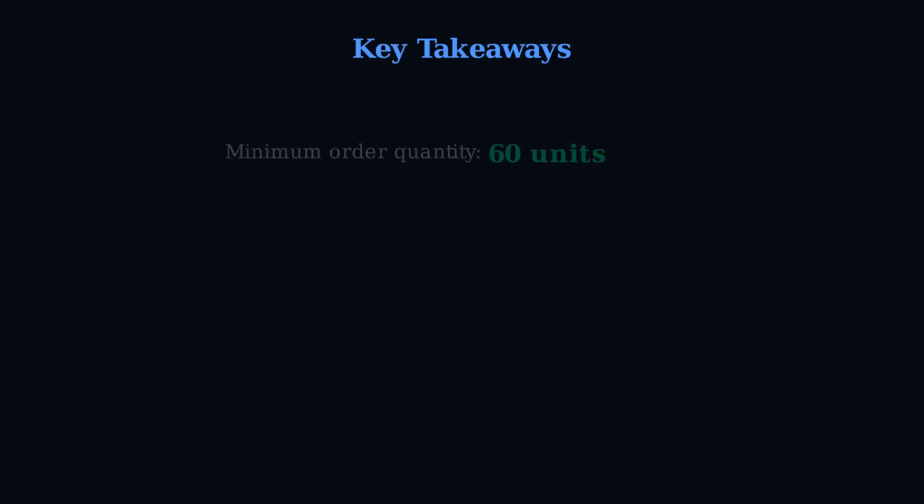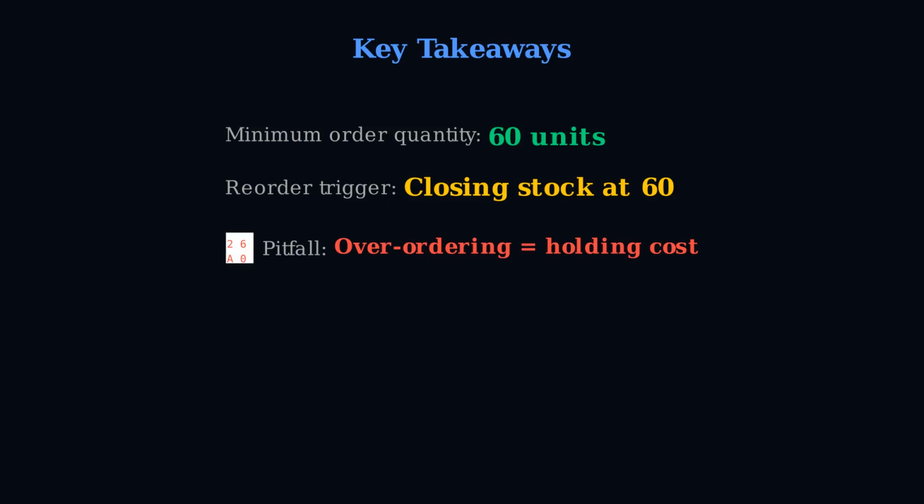So here are your 3 key takeaways. 1. The minimum order quantity is 60 units. 2. Reorder every time your closing stock hits 60. 3. Ordering more than needed ties up capital in excess inventory. This is the fundamental trade-off in every supply chain, balancing the risk of running out against the cost of holding too much.